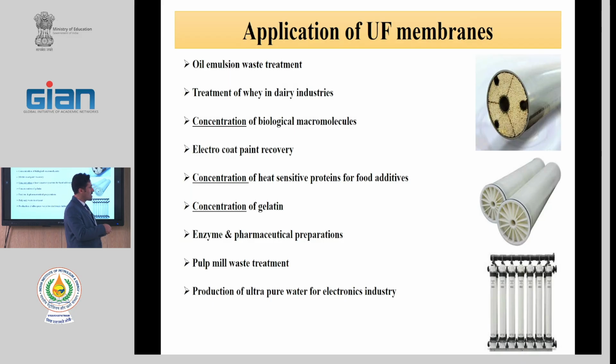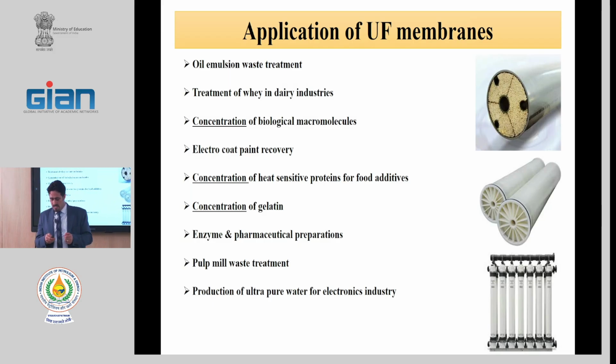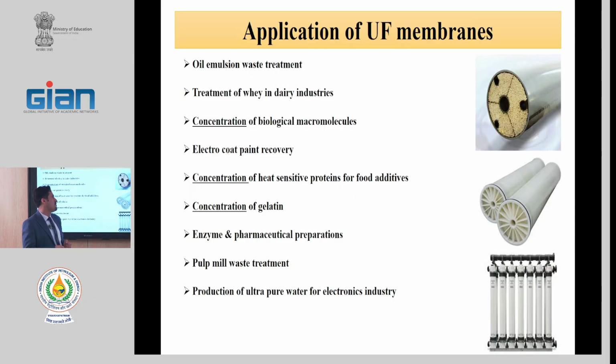Concentration of gelatin. In the production of gelatin, we must separate the water. As you see, in most cases, we want to separate water from a solution, and the product is the concentrate, not the water. In gelatin, our product is the concentrated gelatin solution, not gelatin water. Separation of enzymes; enzymes are proteins. Pulp mill: in the pulp mill, we use tubular membranes and other processes. There are many, many applications for UF membranes.